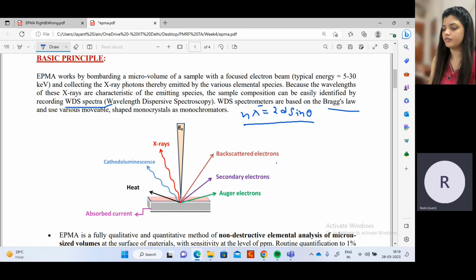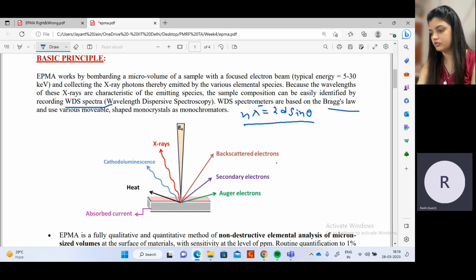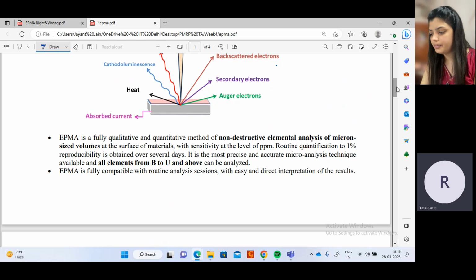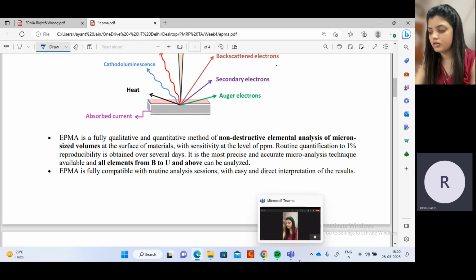We'll be knowing that, and then the wavelength of the material can be calculated. EPMA is a qualitative and quantitative method of non-destructive elemental analysis of micro-sized volumes at the surface of the material, with sensitivity at the level of ppm. Even ppm level can be identified. That is what I was trying to tell the previous time also.